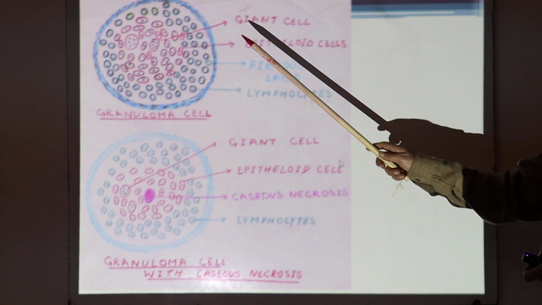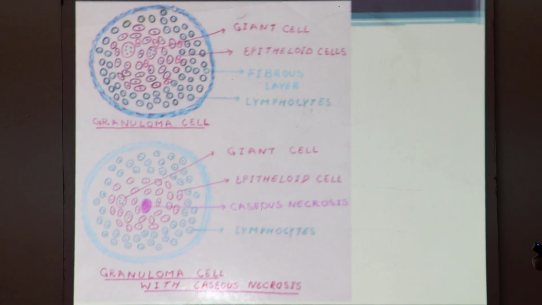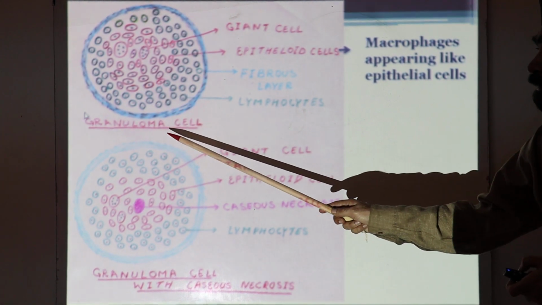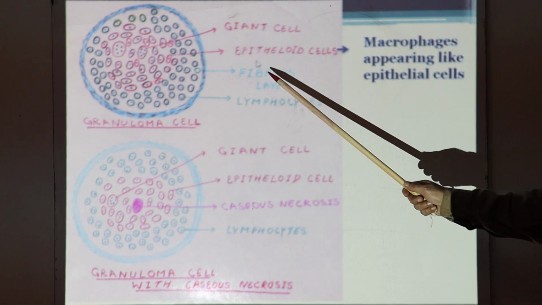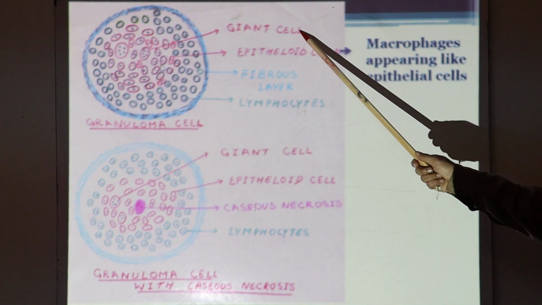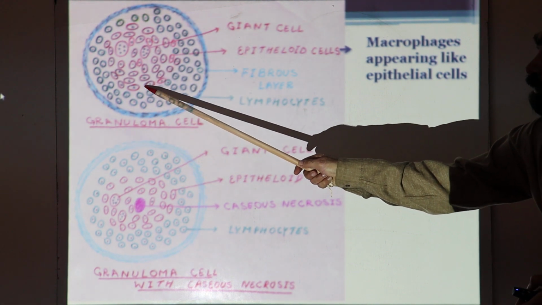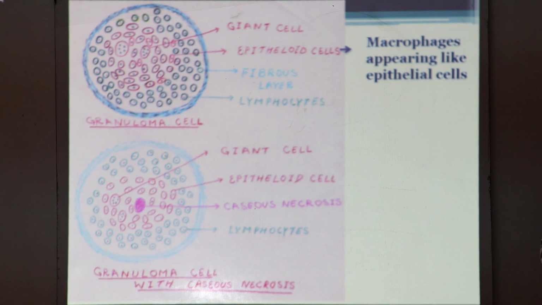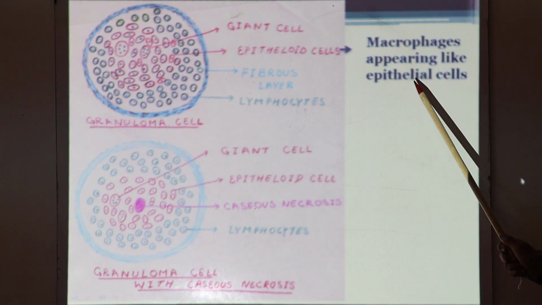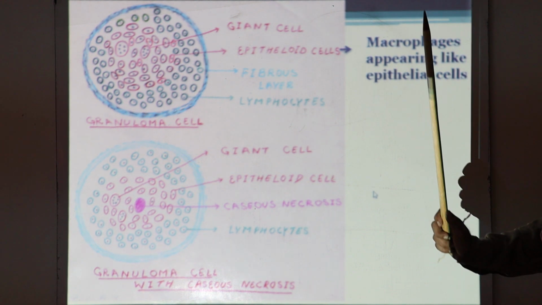I am showing it with the help of this diagram. I will show one by one. The main feature of this granuloma is the presence of these epithelioid cells. What are these epithelioid cells? Actually, these are macrophages. You know, macrophages are round in shape, but in the granuloma of tuberculosis, these macrophages become relatively flat. They become like epithelial cells. So those macrophages which appear like epithelial cells are called epithelioid cells.